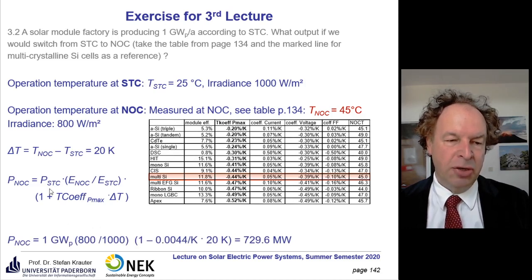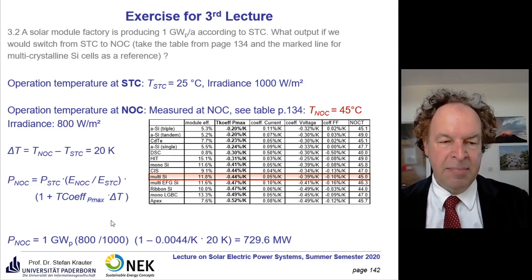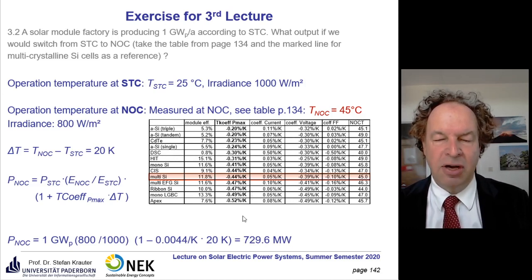So if we put in the numbers, the initial value was 1 gigawatt peak here, and these two irradiance values were 800 versus 1000 watt per square meter. And here we have one plus the temperature coefficient, which is negative, so we have minus 0.004 if we substitute the percent per Kelvin, and then we have the temperature difference here of 20 Kelvin. So at the end, our proud 1 gigawatt power plant actually has 729.6 megawatt only.